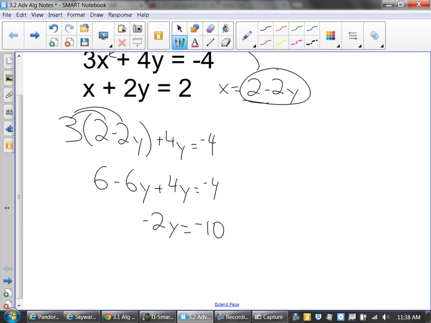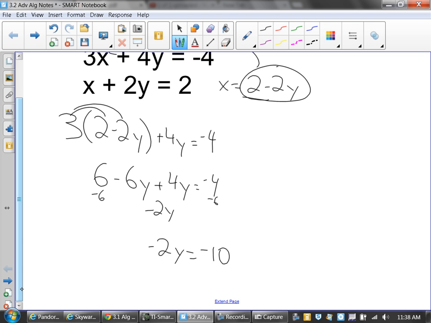Everybody okay with that? All I did here was combine my like terms. I subtracted 6. So I have a value that y is 5. So now what do I do to find x?